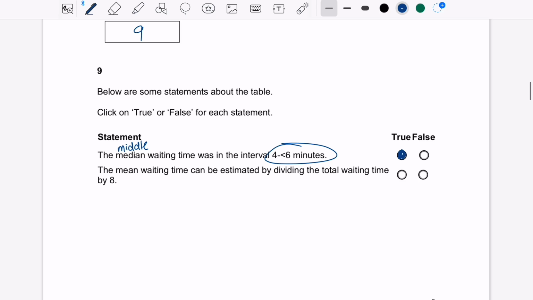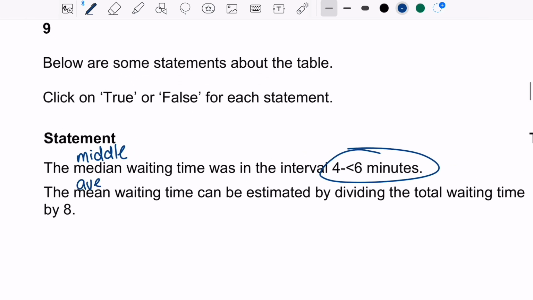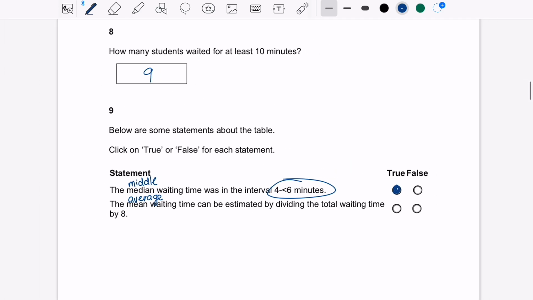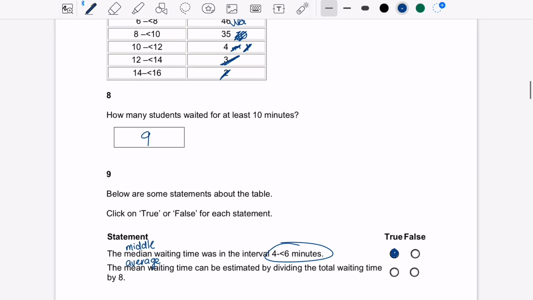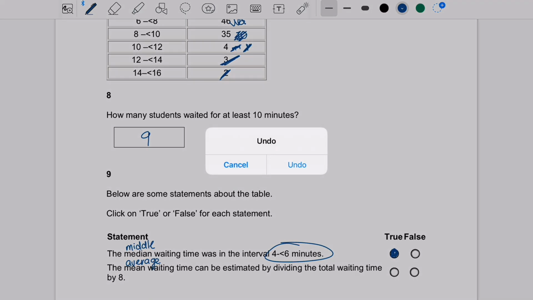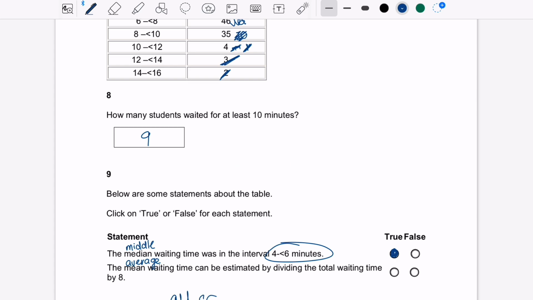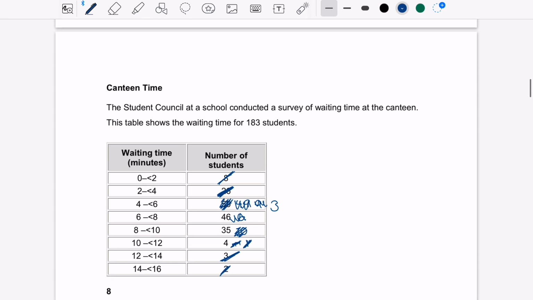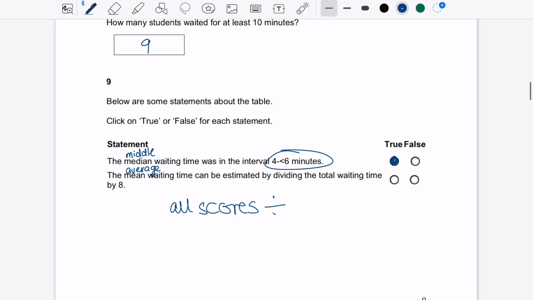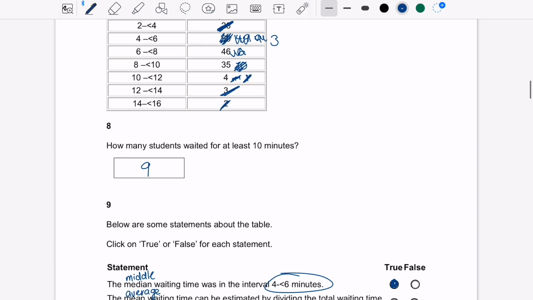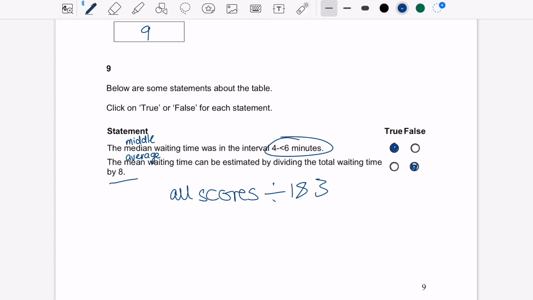The mean, so that's the average. Waiting time can be estimated by dividing the total waiting time by 8. So to find the average, you would add all the scores up, and then you divide that by how many scores there were. And I know there were 183 scores because there were 183 students and they all gave their waiting time. So total waiting time by 8, no, that's false. That's not how you find the mean.